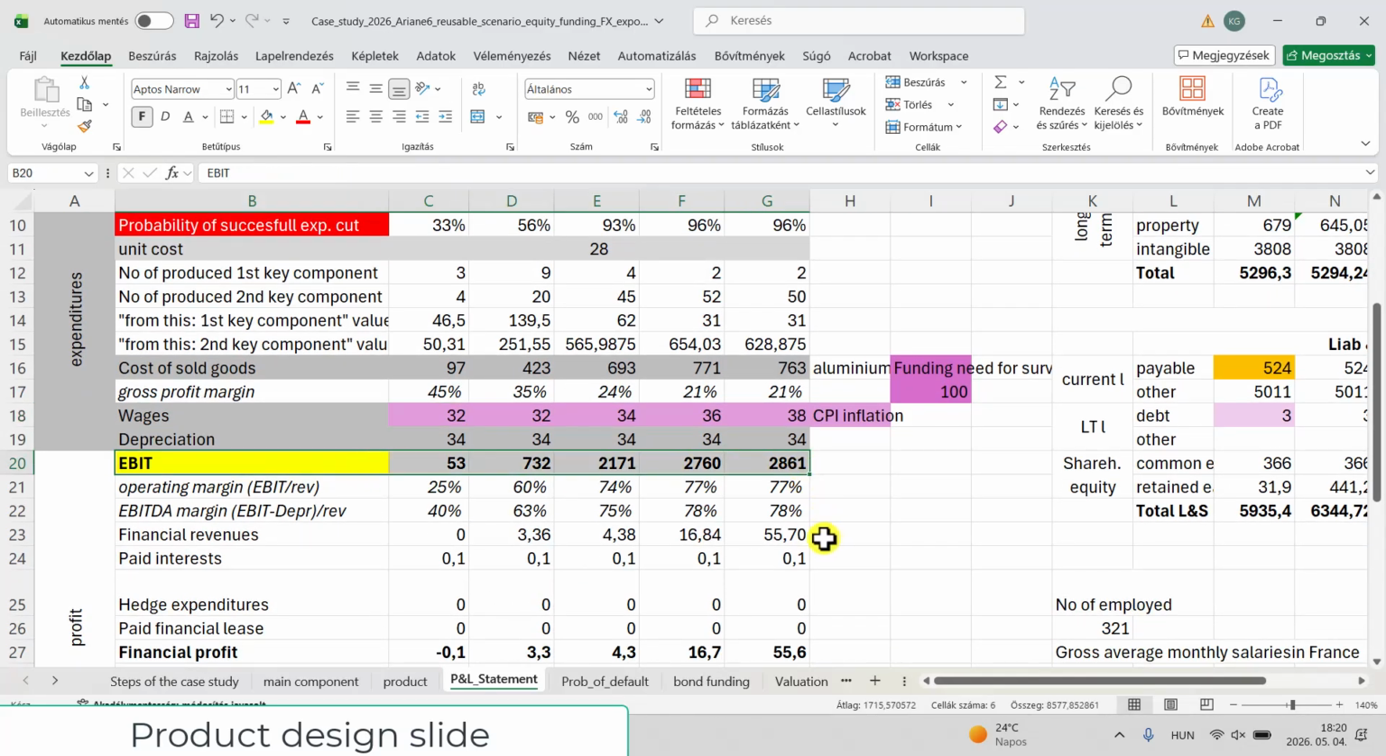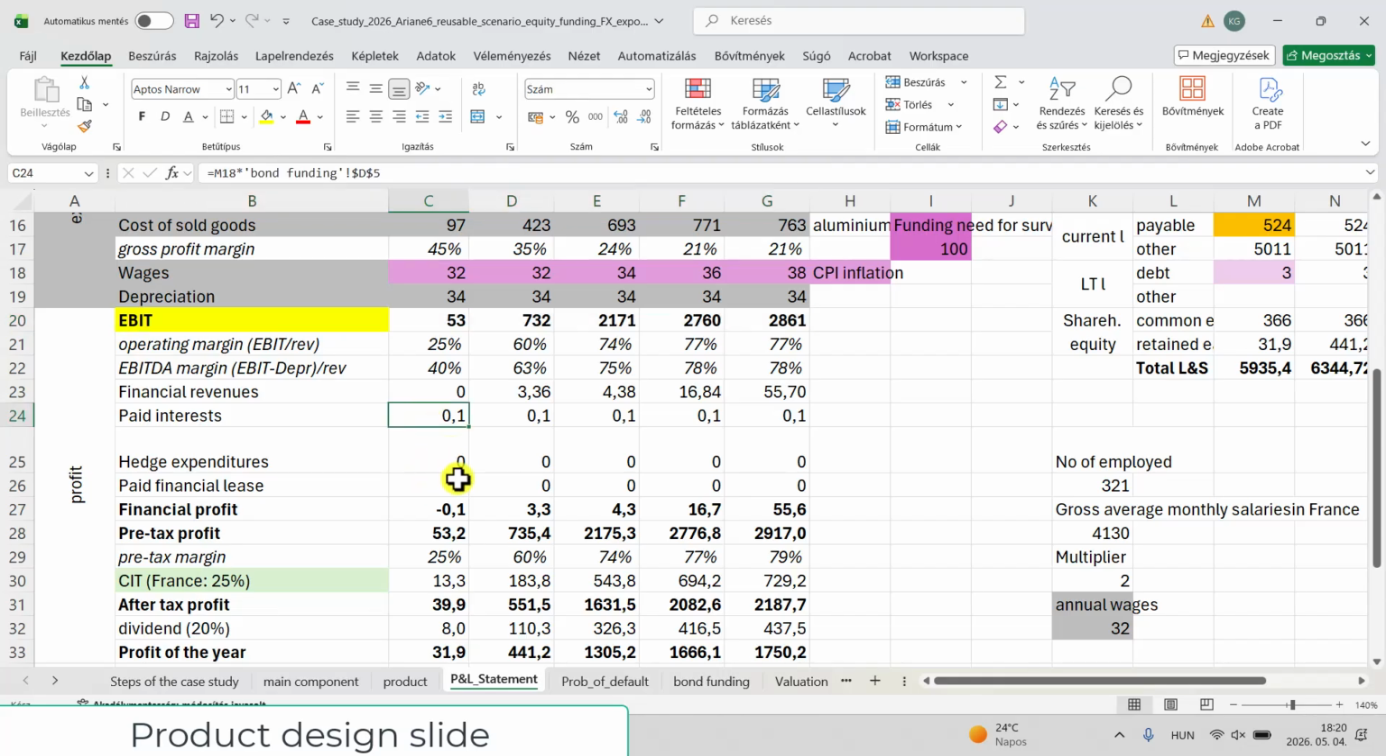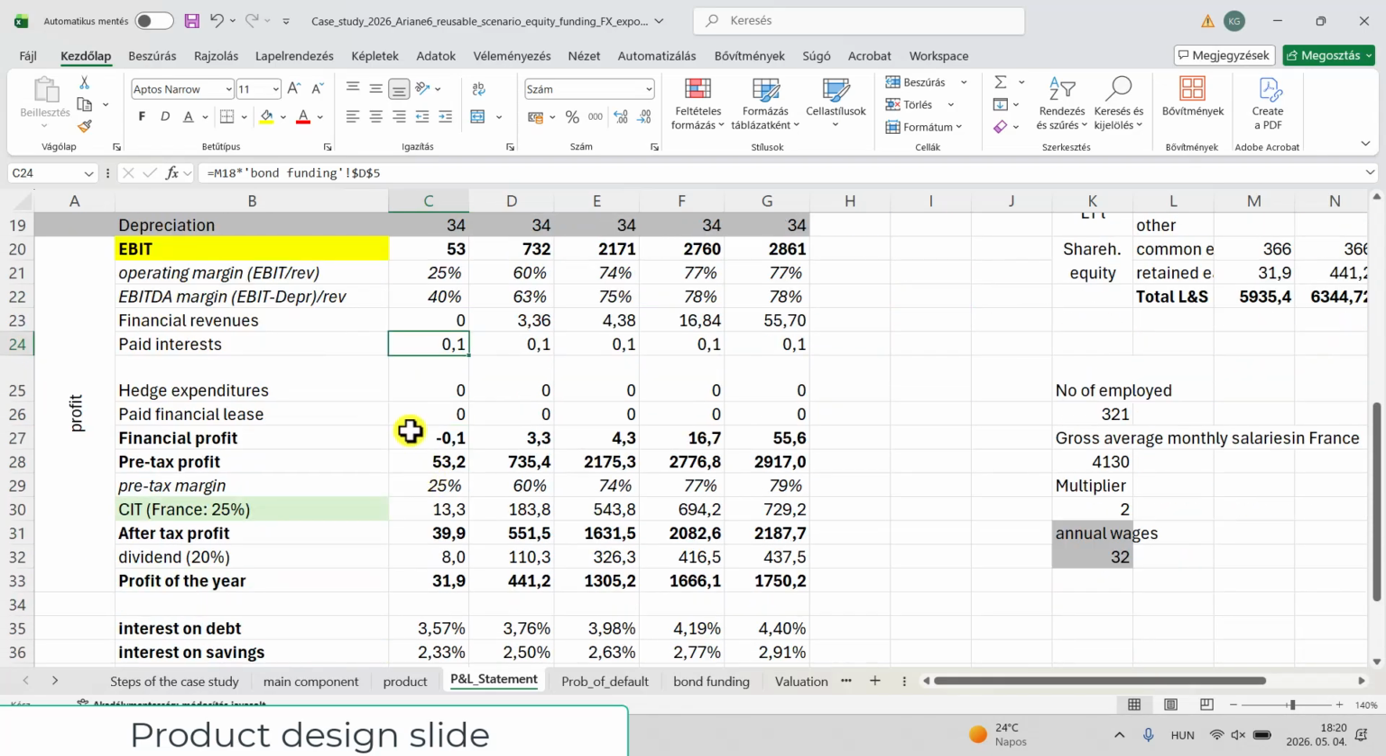Then we have EBIT. Now it's nicely calculated. And then we have paid interests. Later on we will optimize this one, or at least study that one. And obviously we can have hedging. Do we have hedging?